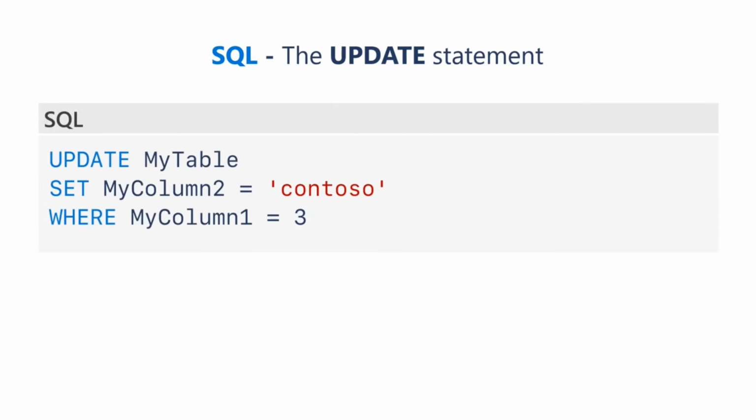This example shows how to update an existing table row using the update statement. First, the update command specifies the table to be updated. Then, using the set command, it modifies the value of the myColumn2 column, but only for rows where myColumn1 is equal to the value of 3. All other rows are left unchanged.